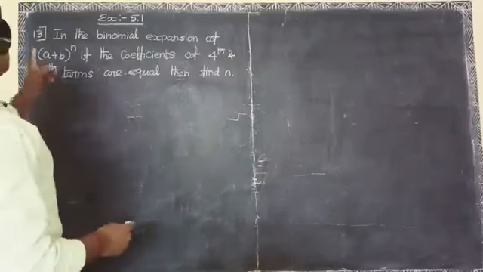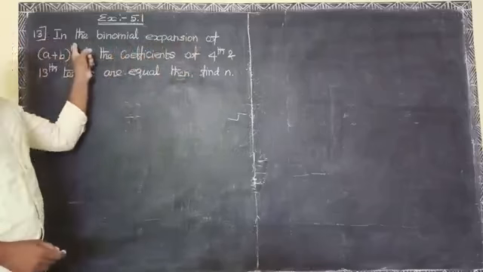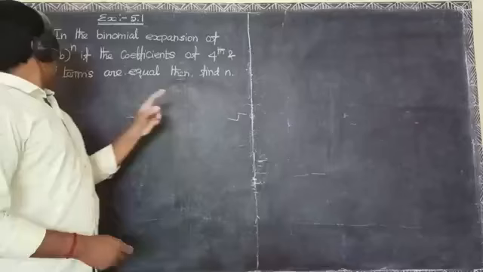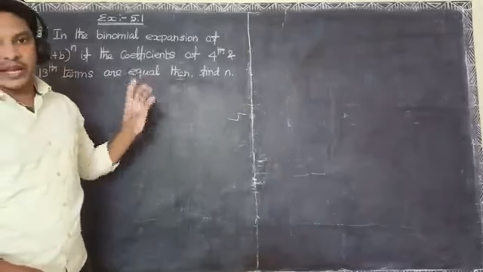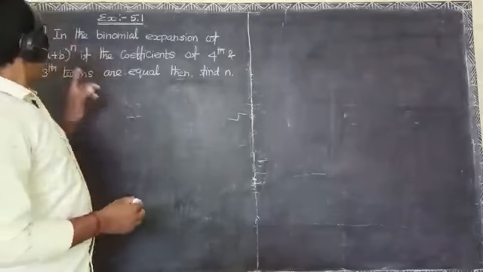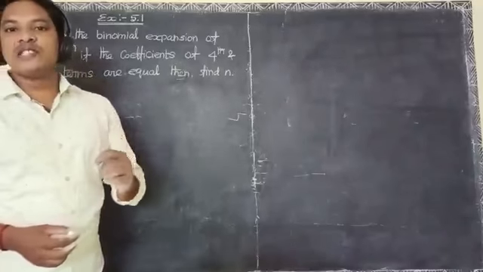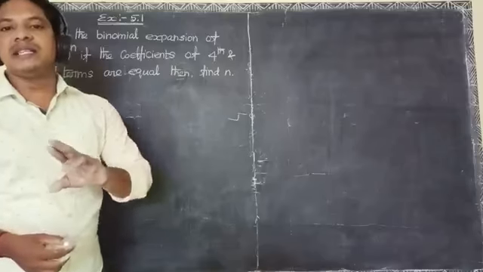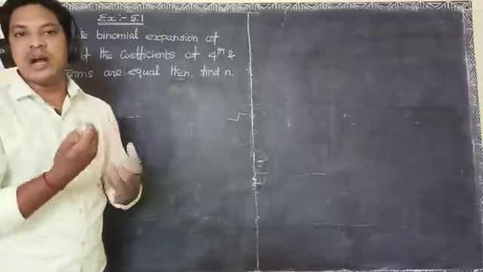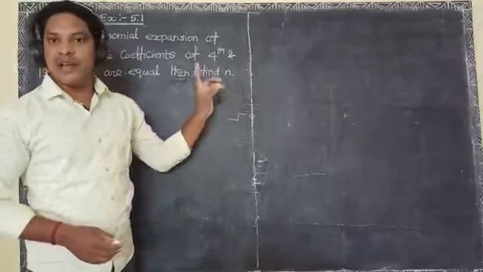Exercise 5.1, question number 13. In the binomial expansion of (a + b)^n, if the coefficients of the 4th and 13th terms are equal, then we equate the coefficient of the 4th term and the 13th term to find the value of n.